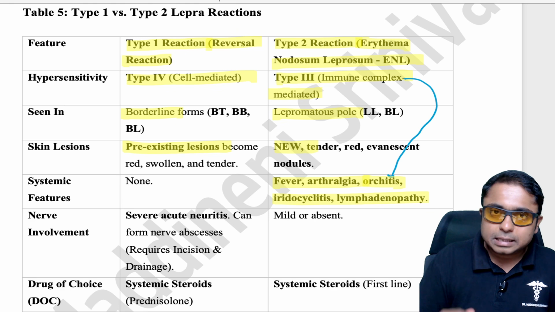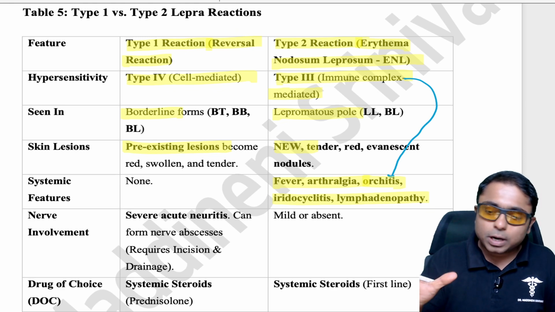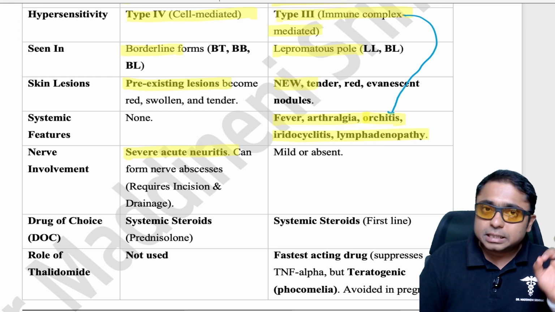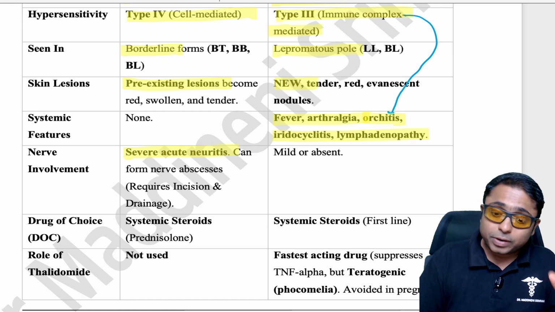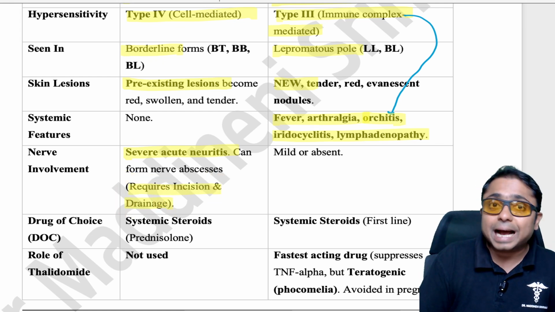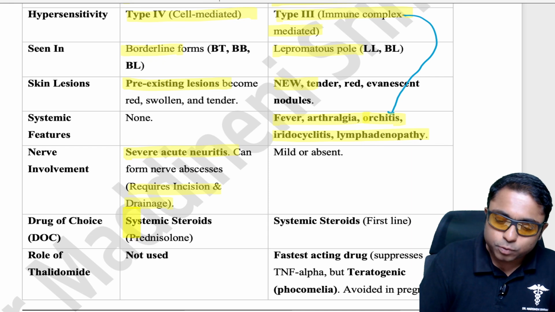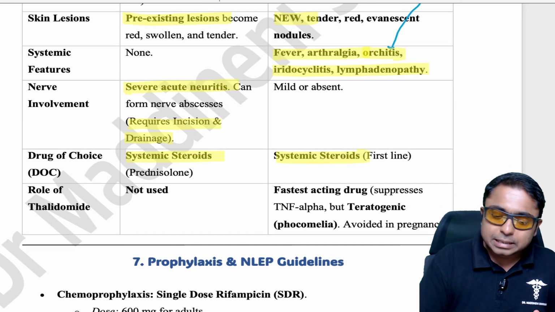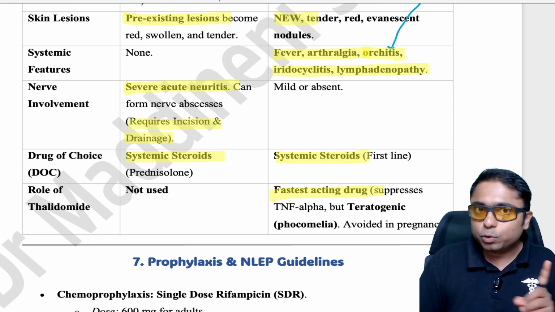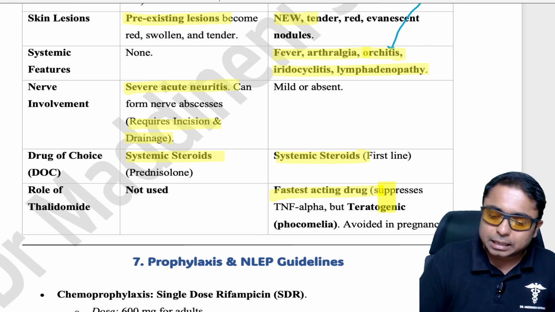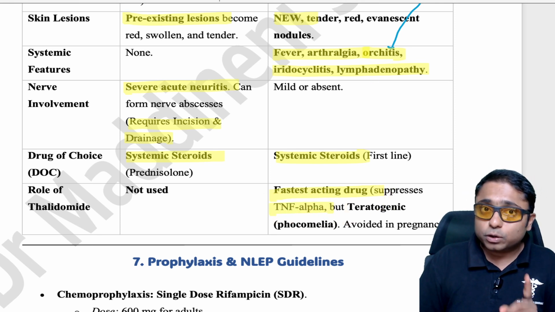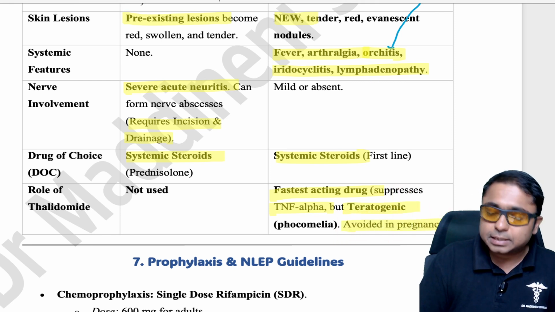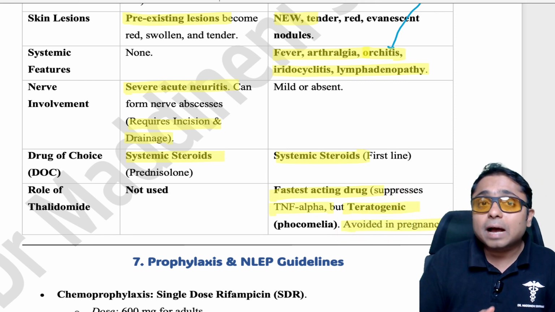Fever and arthralgia are going to be very severe in type 2 lepra reaction patients. In type 1 lepra reaction, the neuritis is going to be very severe, which may sometimes need I&D because of the excessive nerve abscess formation. Steroids are the drug of choice in both cases, whereas thalidomide has a role in type 2 lepra reaction. It's the fastest acting drug. It suppresses tumor necrosis factor alpha, but the problem is it is teratogenic and also very expensive, and it is avoided in pregnancy.